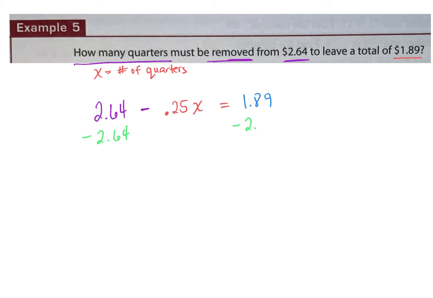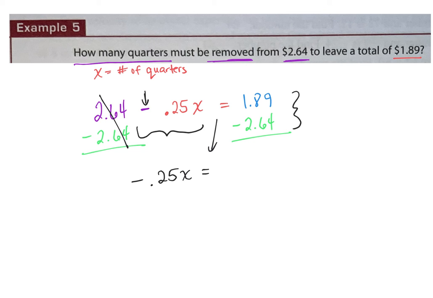So I'm going to subtract 2.64, all right? On the left-hand side, those zero. Now here we go. I am left with negative 0.25x. You must, when it is a negative, bring down the sign with it, okay? You have to bring it down or your answer will be wrong. All right, bring down your equal sign.